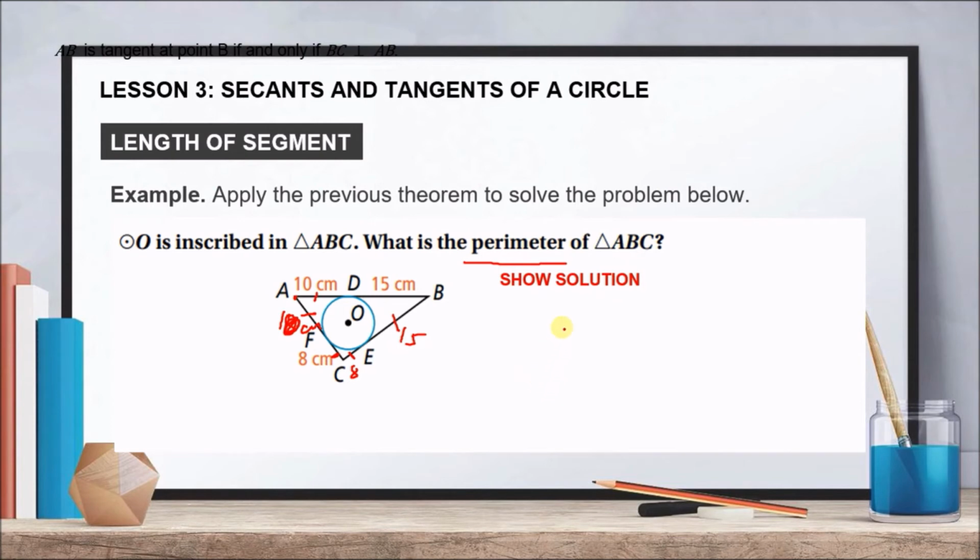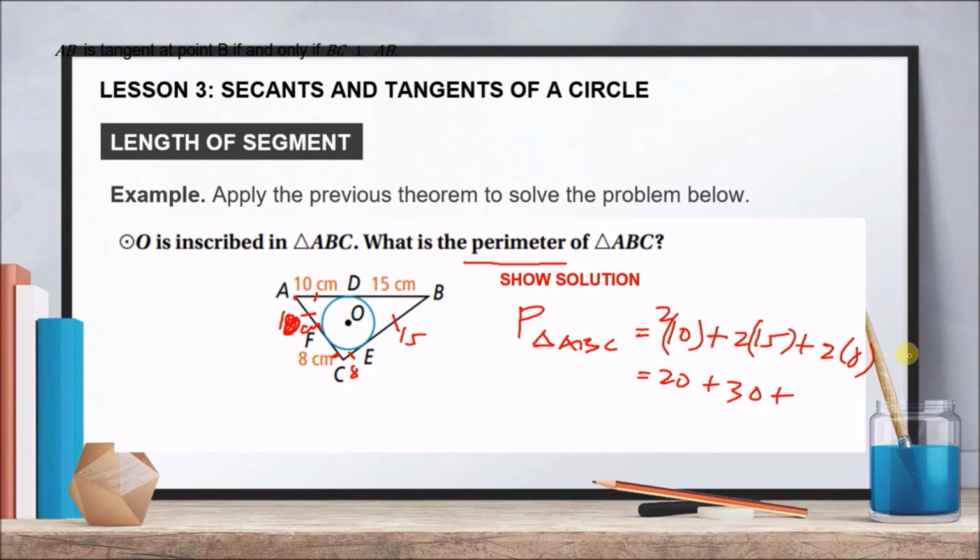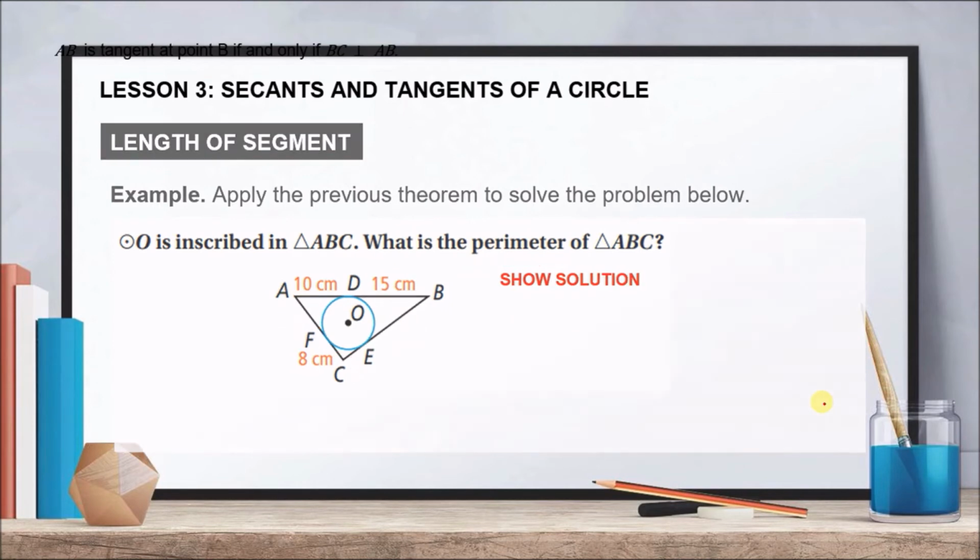So adding all of this to get the perimeter of our triangle ABC, you will have 10, dalawang 10 plus dalawang 15 plus dalawang 8. So you will arrive at 20 plus 30 plus 16. You will arrive at exactly 66 cm. So therefore, the perimeter of triangle ABC is 66 cm. As simple as that, applying our previous theorem a while ago.